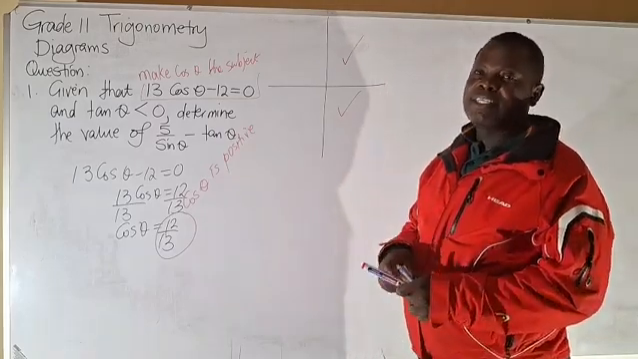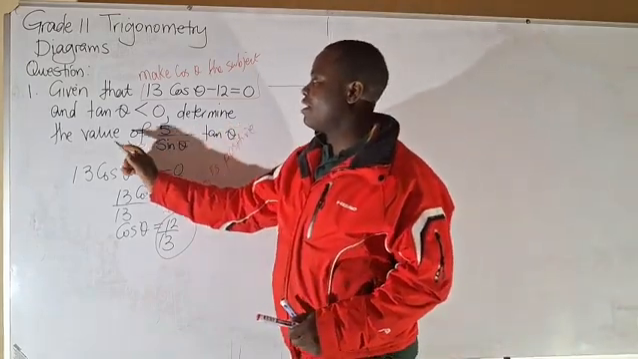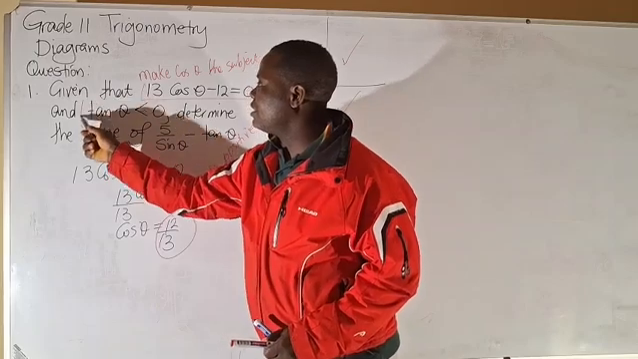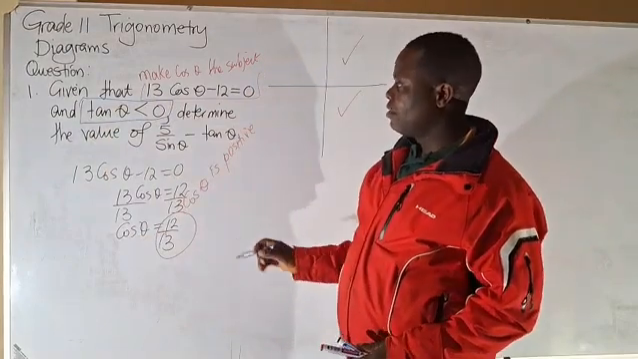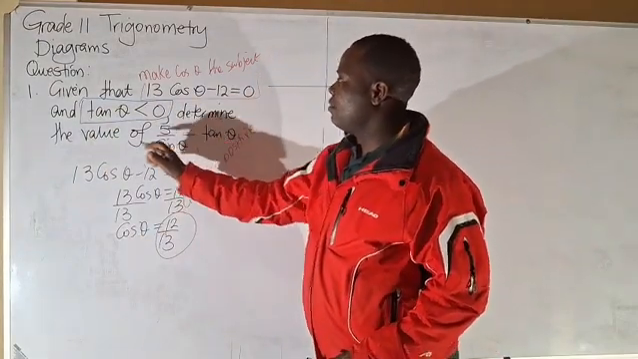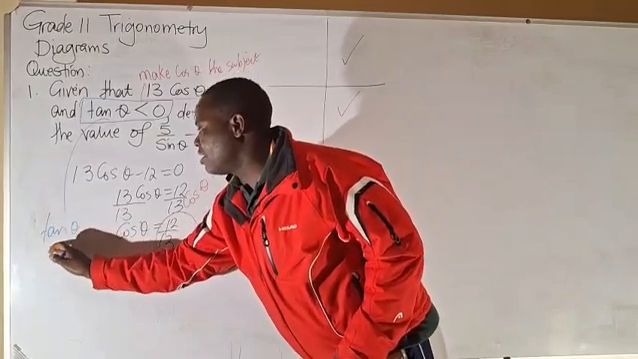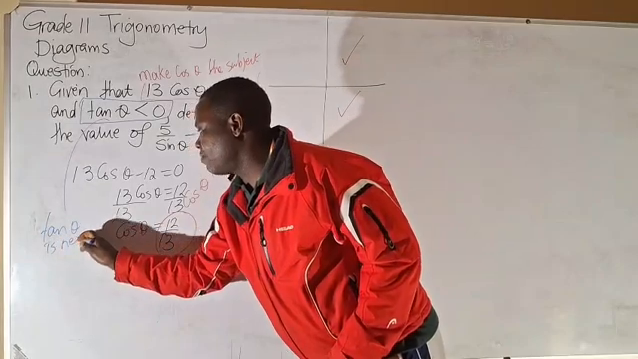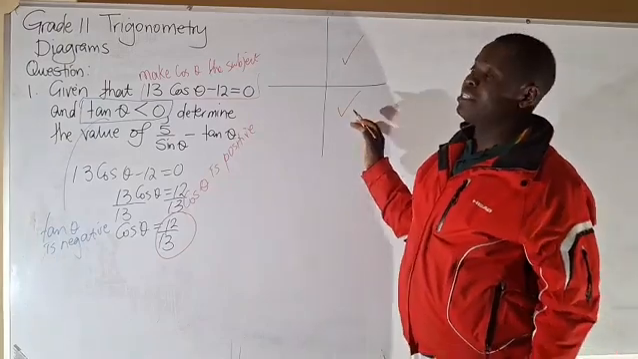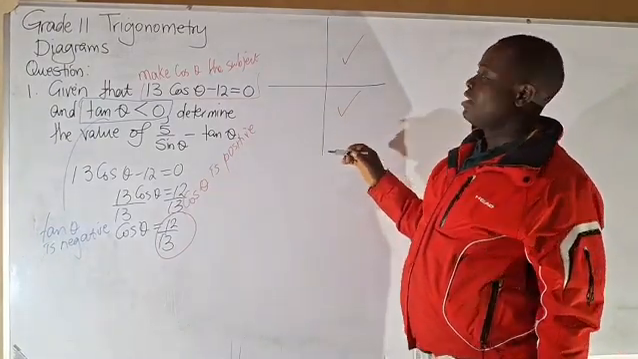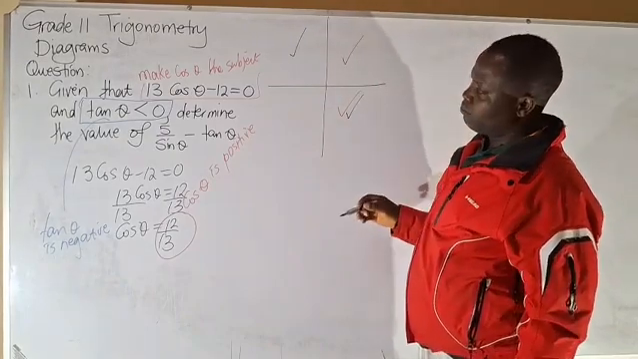The second item to consider is the condition that is given. We are told that tan theta is less than 0. If tan theta is less than 0, it means tan is negative. Anything less than 0 is negative. So we now have two items. We must find the quadrants in which tan is negative, and we know that tan is negative in quadrant 2 and in quadrant 4.